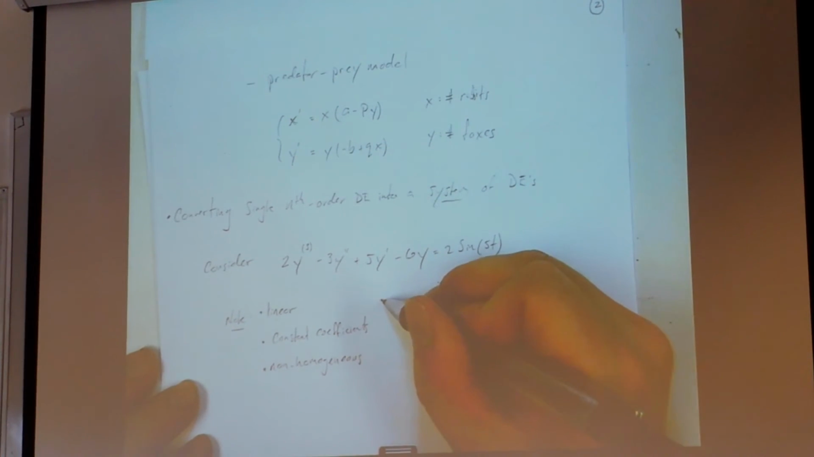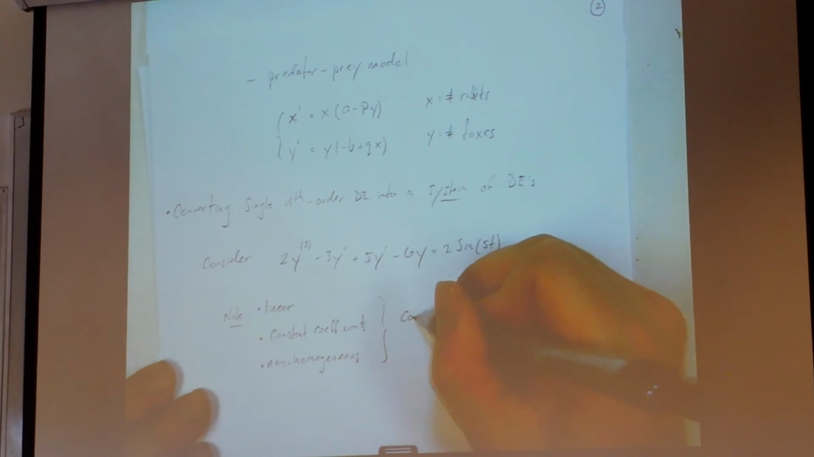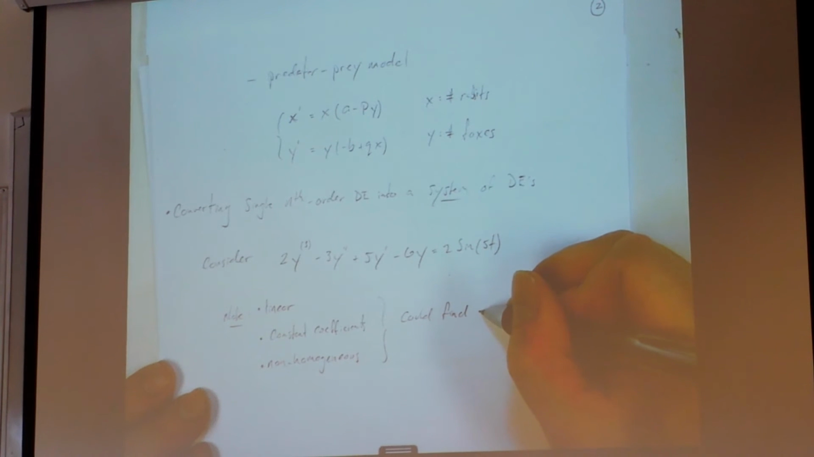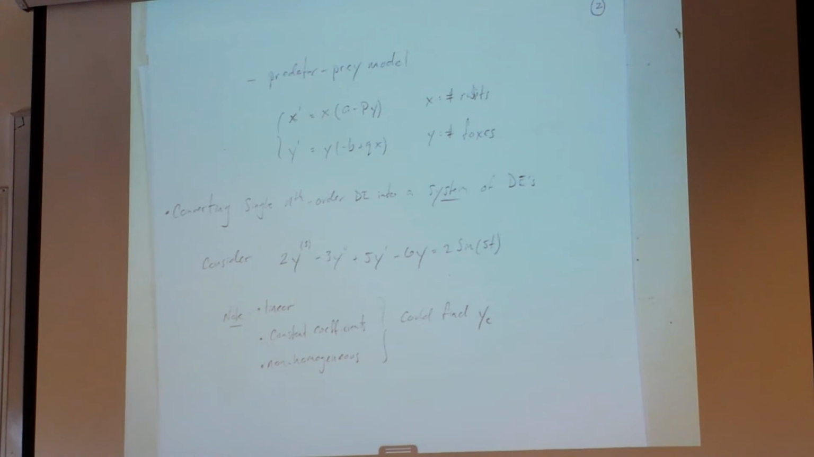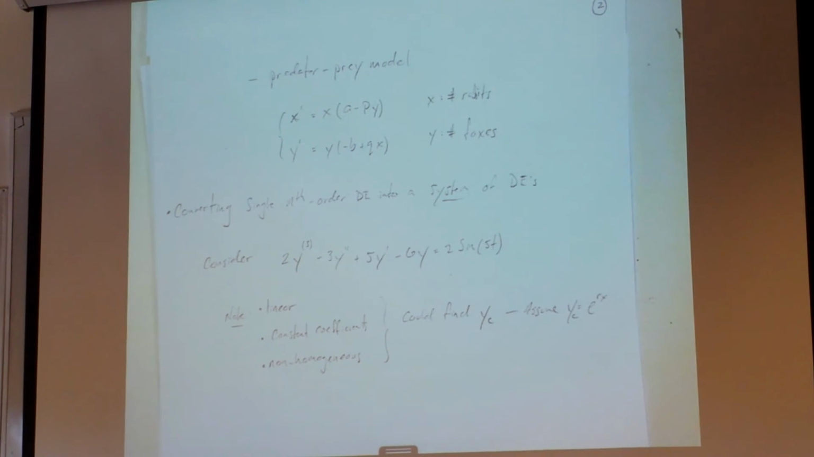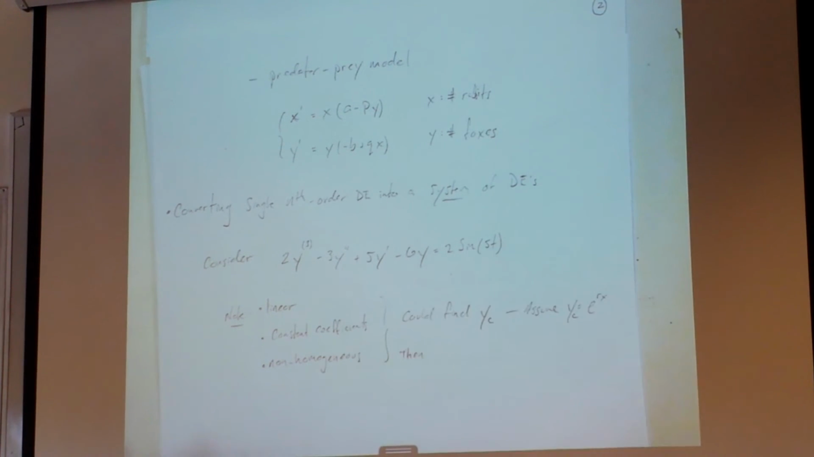Okay. So at this point, our normal strategy is we could find the complementary solution, y sub c, right? Assuming that y takes on the form e to the rx, and we could find the values of r. Then, with the methods that we looked at last time, undetermined coefficients, possibly variation of parameters, we could search for a particular solution.